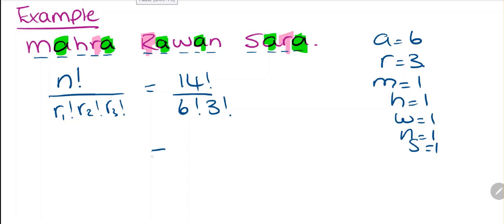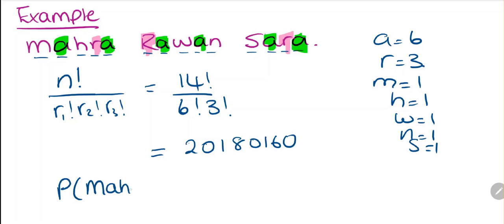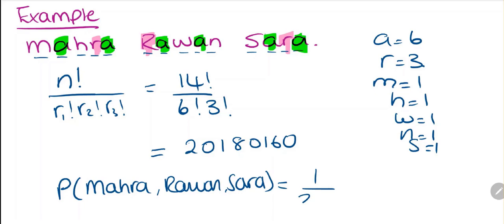Okay, so if we put this into our calculator, we're going to have 201,180,160 permutations. So the probability of our letters coming out and spelling Mara, Rowan, and Sarah is going to be 1 over 201,180,160.